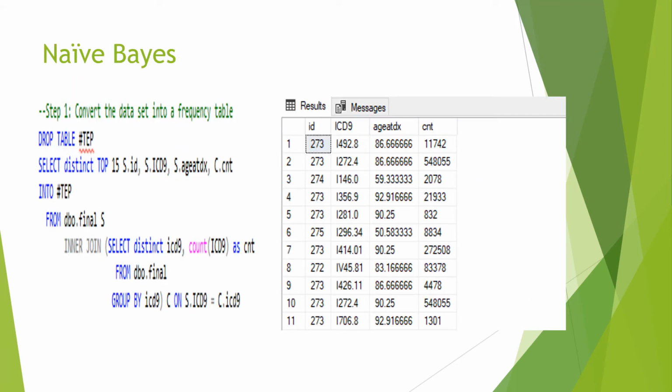This particular query is giving you the ICD-9s, what the particular count is for those diagnoses. So let's say how many rows for a particular diagnosis, and that is a frequency for one diagnosis. So what this is now giving you is the diagnosis, a patient, an age at diagnosis, and then the total number of counts for that given diagnosis. So this is how to calculate a frequency table.